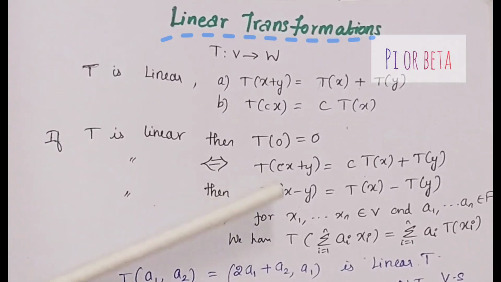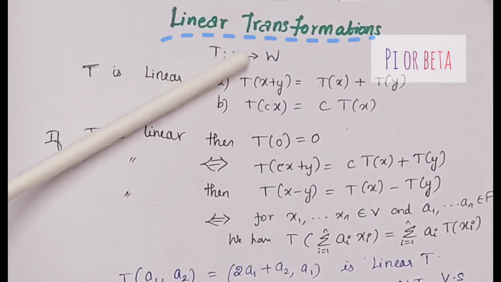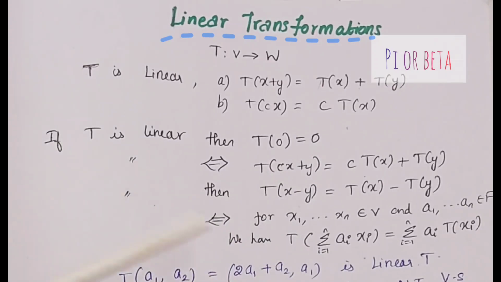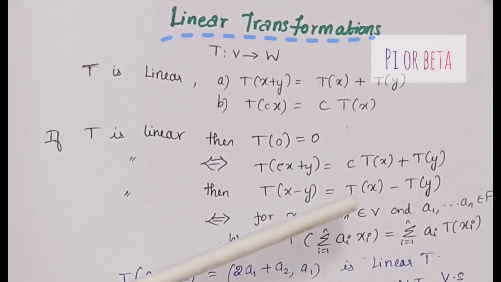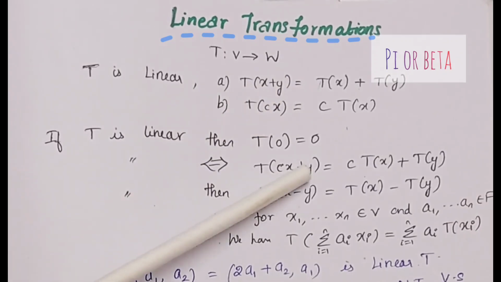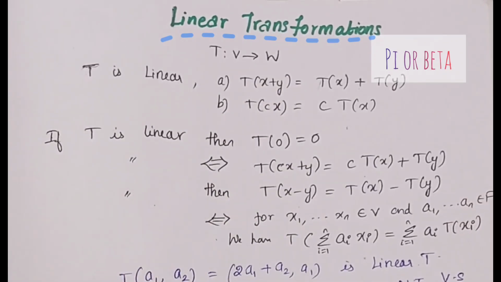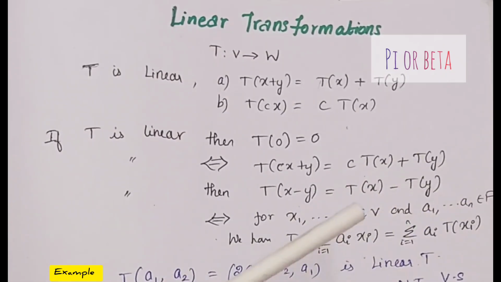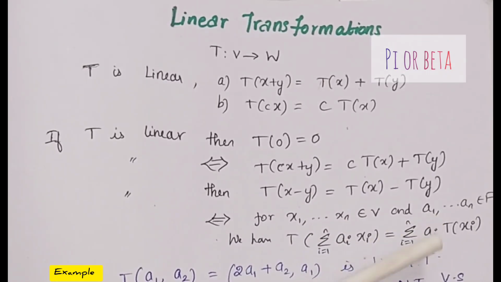T is linear if and only if, for x1 to xn in V, that is, taken from the domain, and a1 to an in the field, we have T of summation ai xi equal to summation ai T of xi. So we are just writing this cx plus y in terms of n vectors: a1x1 plus a2x2 till anxn, and it has to satisfy the summation of ai T of xi.